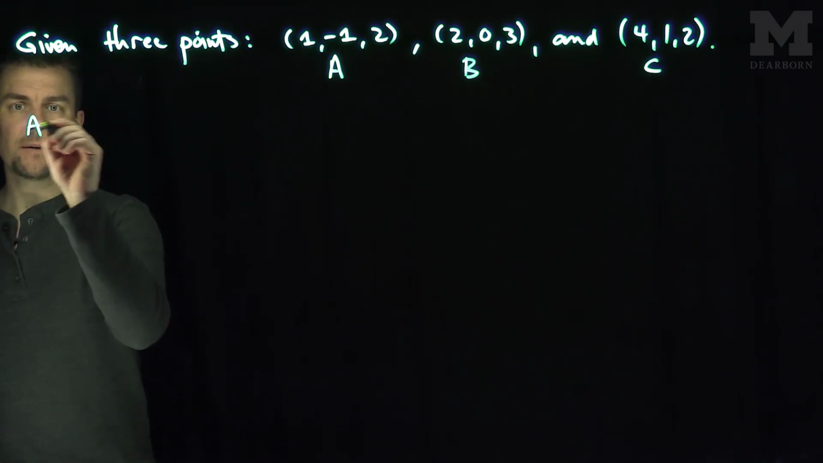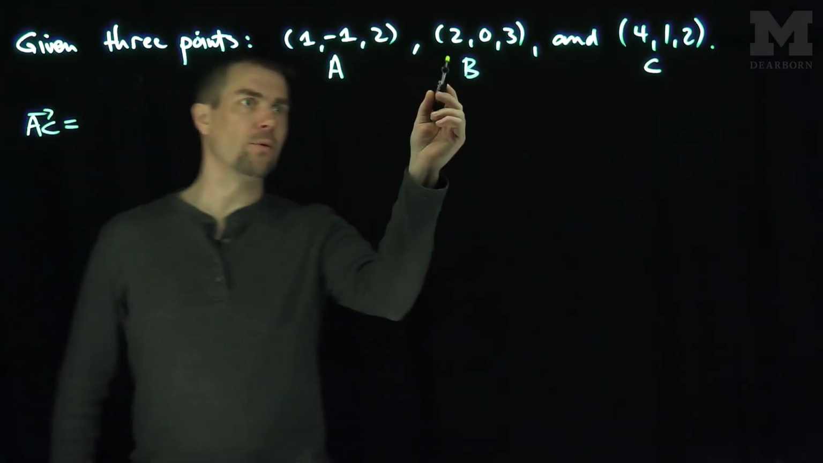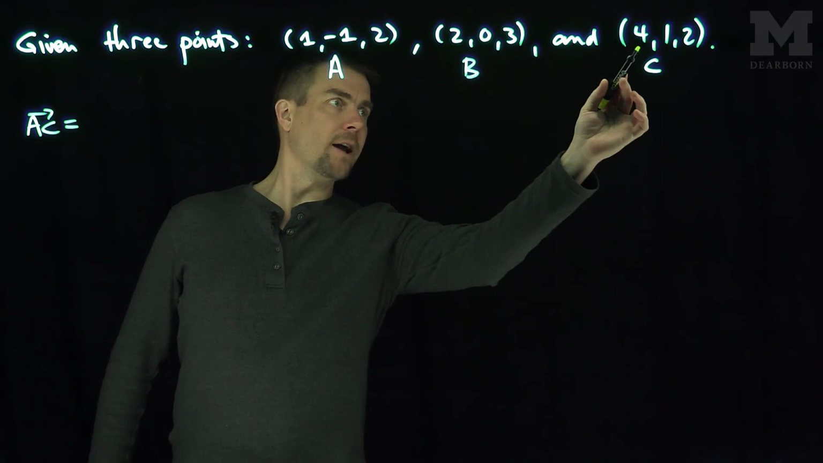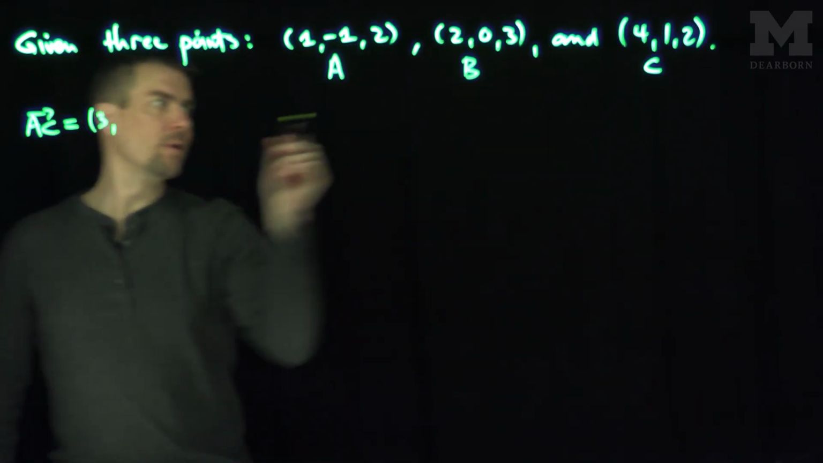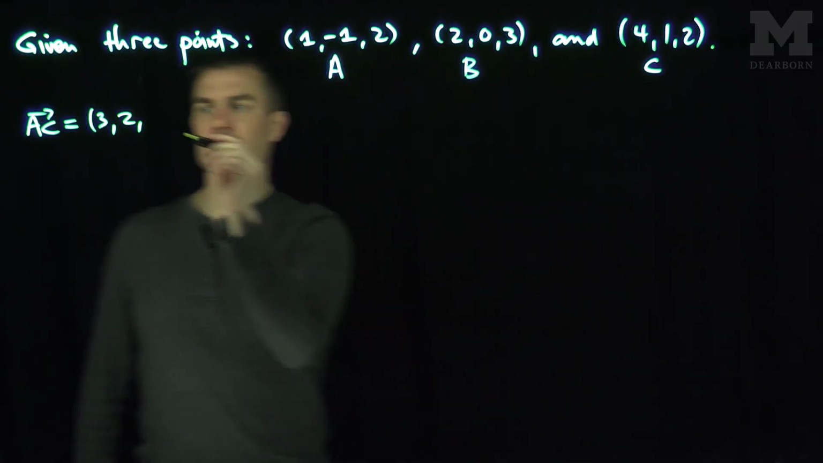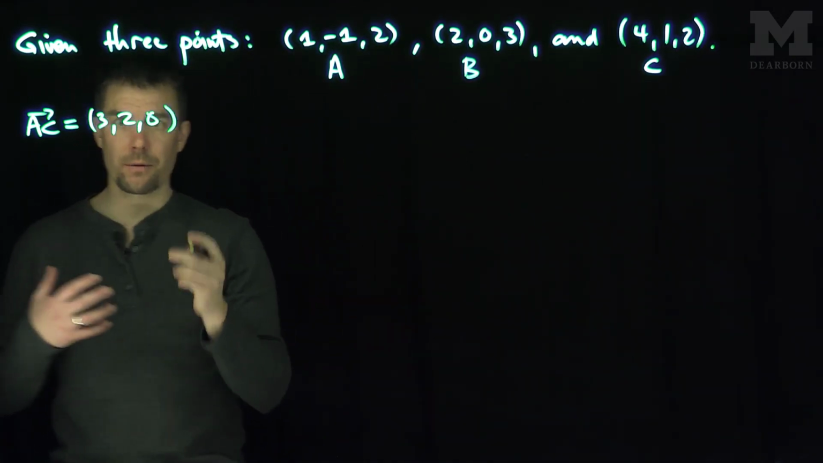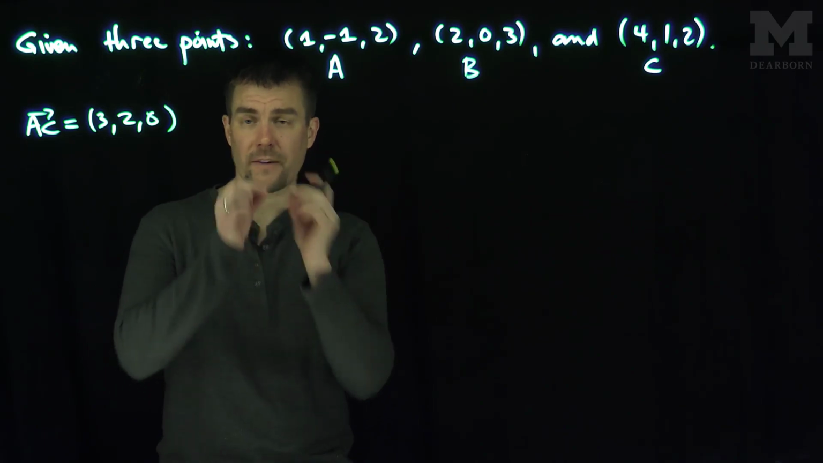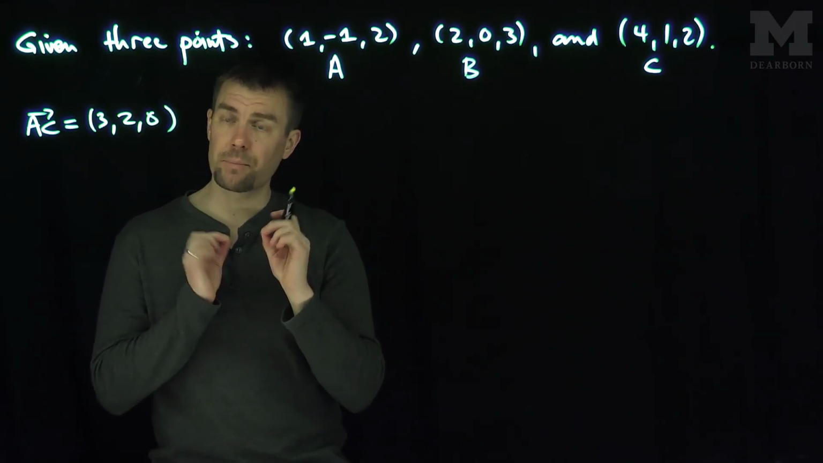So the vector AC, which is what? Well, how do we find AC? AC will be 4 minus 1, which is going to be a 3. Then it's going to be 1 minus -1, that's going to be a 2. And it's going to be 2 minus 2, that's going to be a 0. So AC is the vector (3, 2, 0). That's a vector on my plane. If I connect 2 points, A and C, that's going to be on my plane.